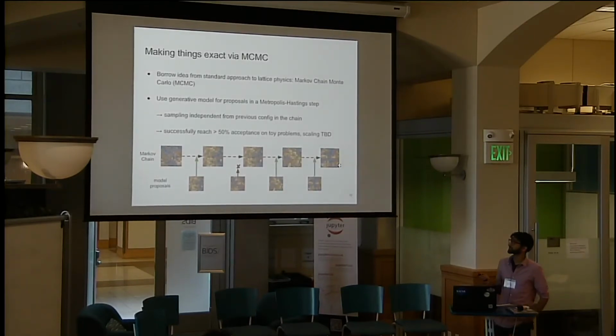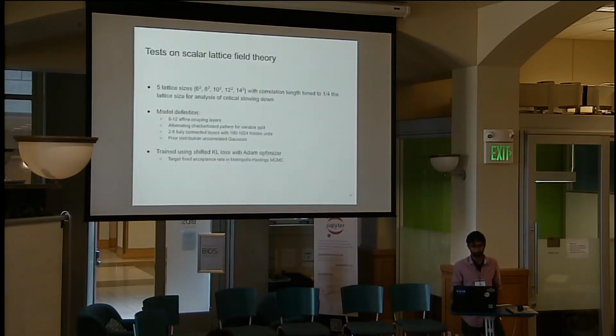So I've just schematically sketched this down here, but each of these proposals down at the bottom would be drawn from the model, while the chain would be updated in each of these steps by an acceptance or rejection of the proposal according to the Metropolis-Hastings algorithm.